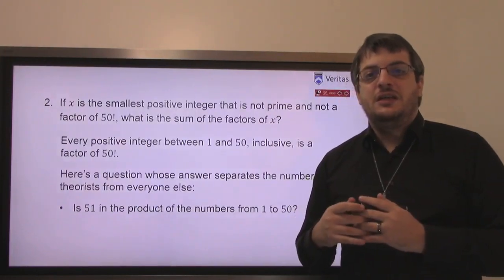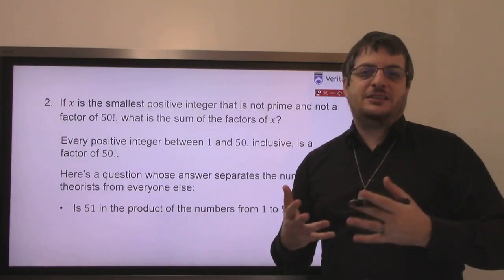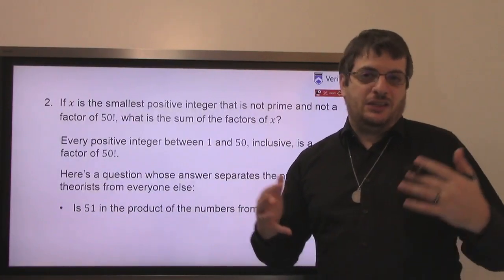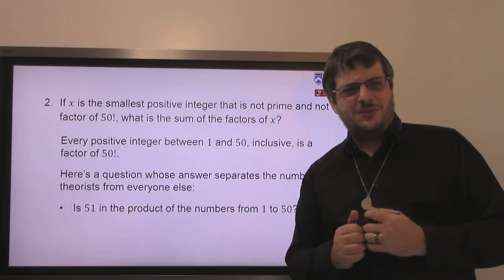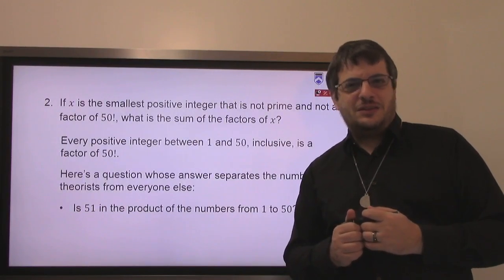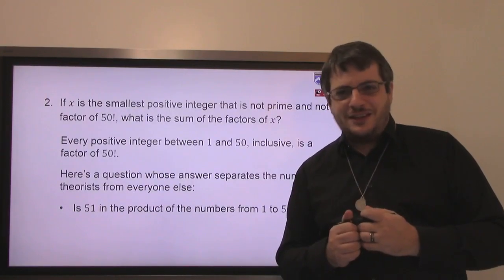Because any person who's not a number theorist looks at the stuff from 1 to 50, and if you ask them, is 51 in there? They look at you funny and they go, no. Duh. Are you dumb? Have you never counted to 50 before? 51's not in there. Are you crazy?